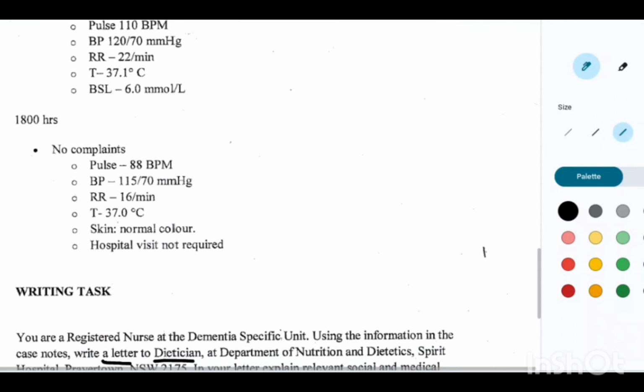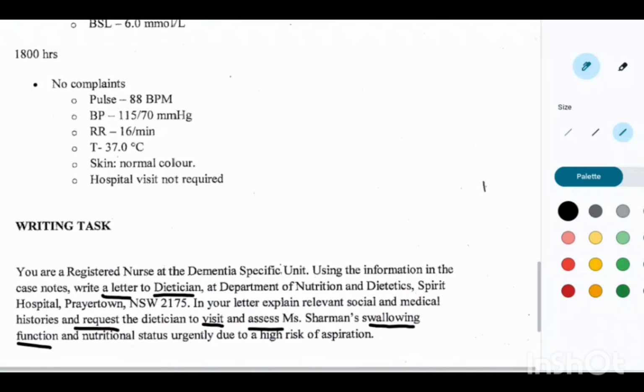So you have to identify your task, which is clearly given: you are writing to a dietitian. So pick up the relevant notes for a dietitian. Explain in your letter social and medical histories, along with a request for assessing Ms. Sherman's swallowing function and nutritional status. And it is an urgent letter, which we didn't mention earlier. The urgency of the letter needs to be clearly mentioned in the introduction. So what are the important or relevant notes in this case note? Let's have a look.